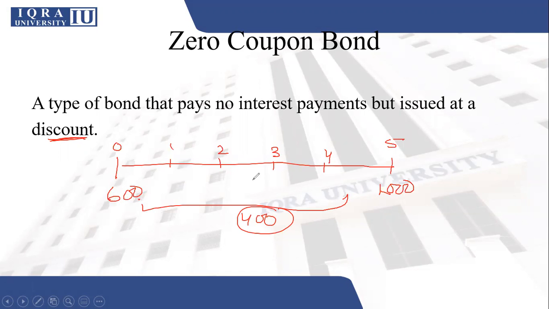Usually students ask, then why would somebody purchase this bond? The reason is simple: you're purchasing this bond because you're getting it at a below par value price. You're getting it at a discount. So the discount is there to entice investors so that they purchase this bond. Now moving ahead.